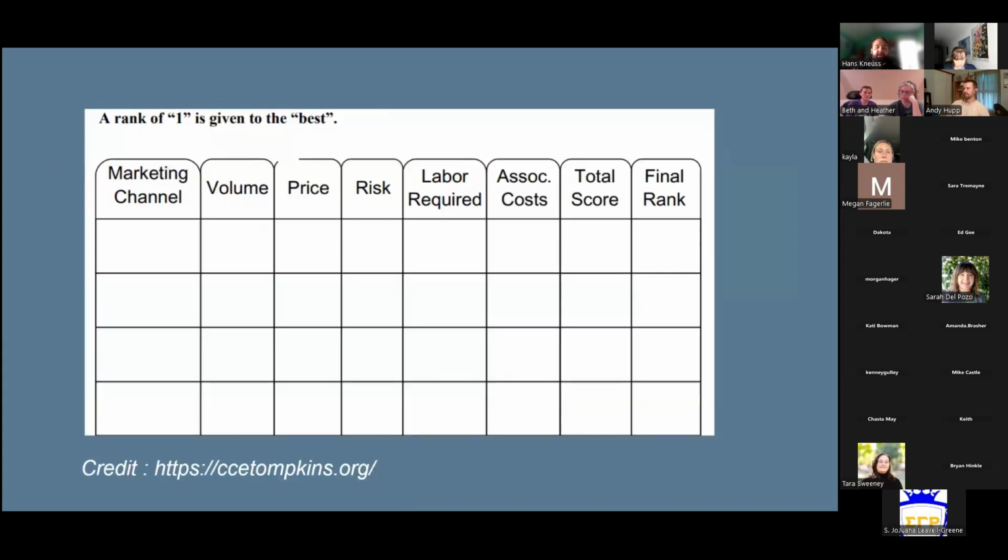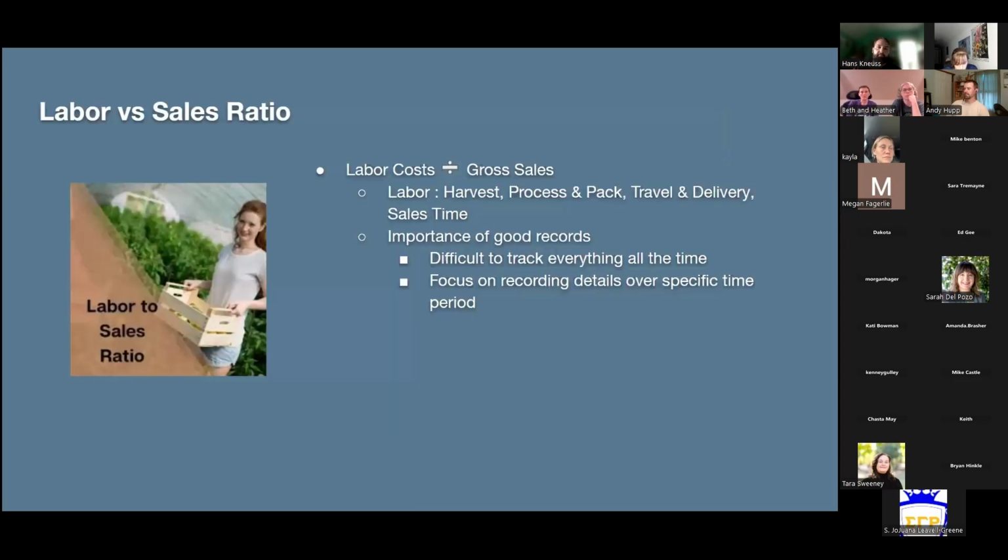So this is a chart that you can use to kind of grade your markets. So, 1 to 10, 1 being the best. And you just go through all these different items here: volume, price, risk, labor required, and just do a basic evaluation, 1 to 10, 1 to 5, whatever it is. How do you feel about each of these? And it'll give you a rough idea of the value of each channel.